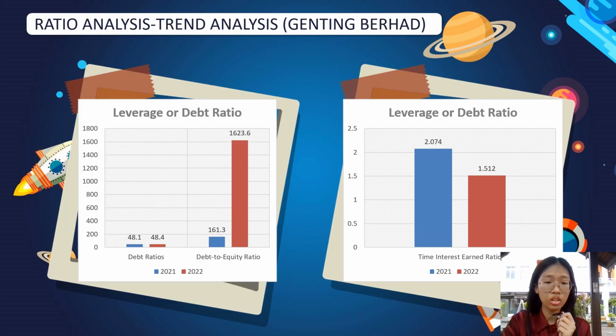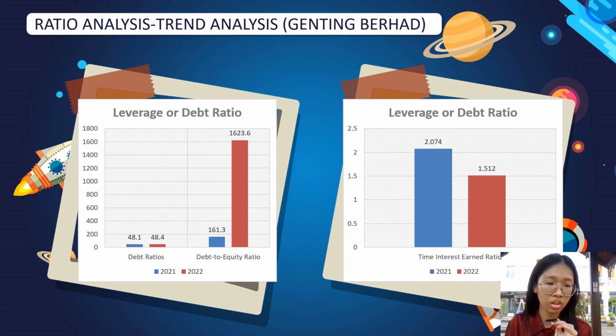We continue with the debt ratio and debt to equity ratio of Genting Berhad. In year 2022, we can see that it was higher than year 2021, while the times interest earned ratio of Genting Berhad showed that year 2021 was higher than year 2022. First, I will explain the debt ratio.